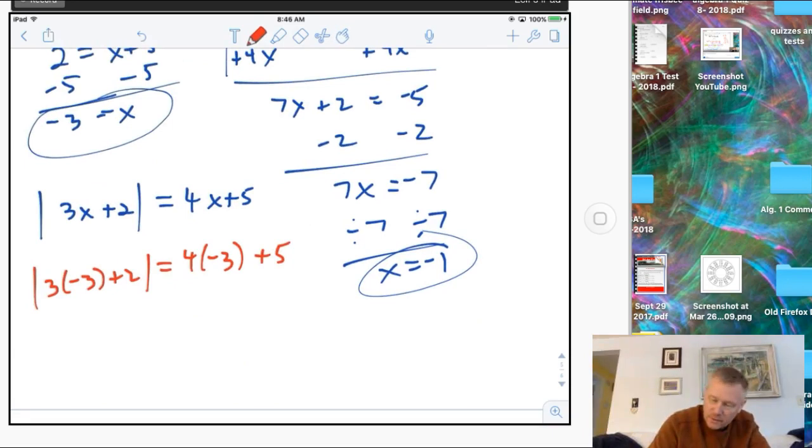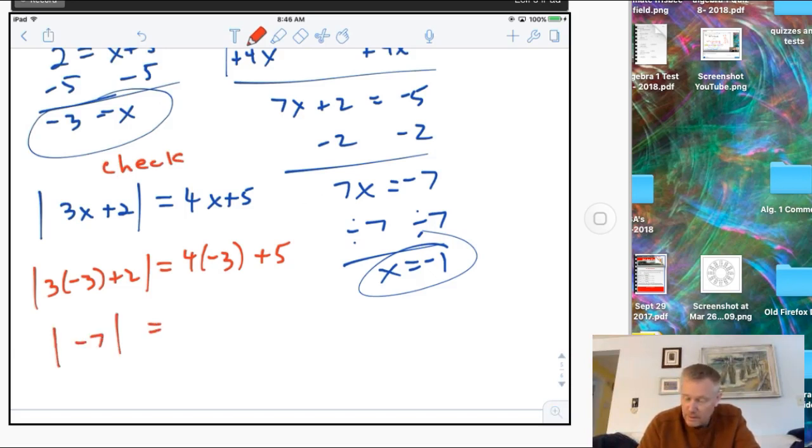This is just checking my solution here. 3 times negative 3 is negative 9. Negative 9 plus 2 is negative 7. 4 times negative 3 is negative 12. Negative 12 plus 5 is negative 7. So this actually doesn't work because the absolute value of negative 7 is 7, and 7 doesn't equal negative 7. So you're actually going to throw that one out, okay?